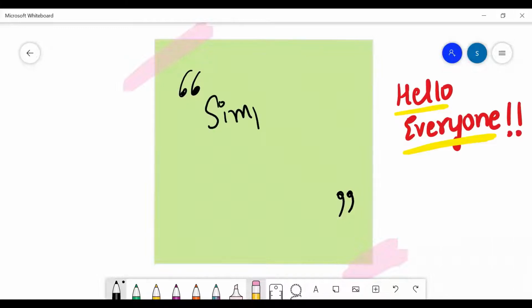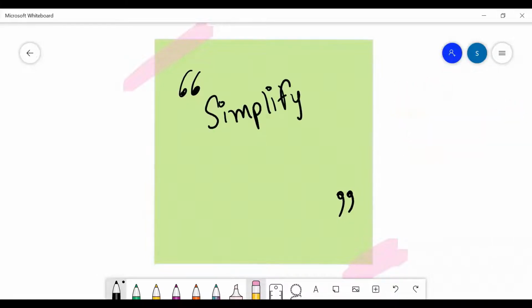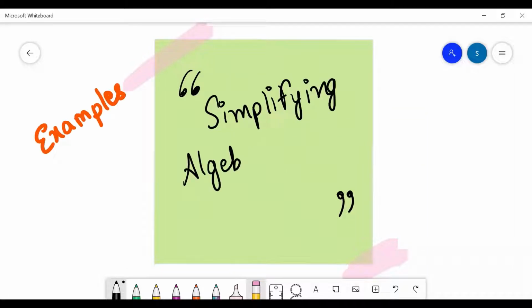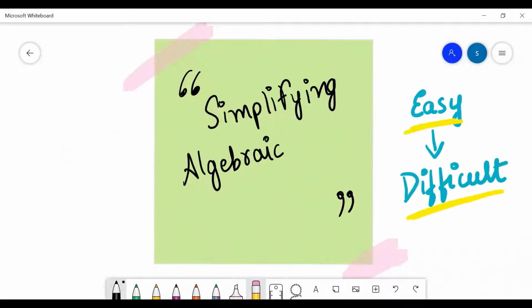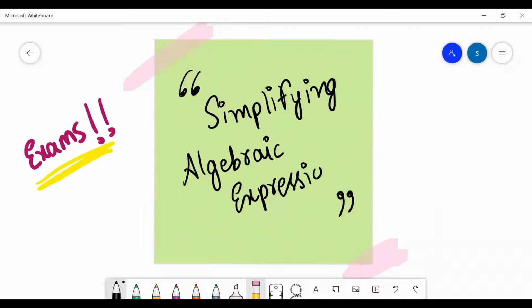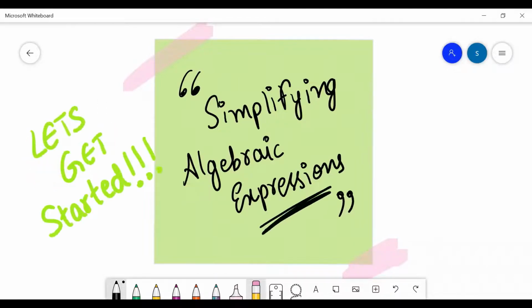Hello everyone. So in this video of algebra, we're going to be discussing simplifying algebraic expressions. We're going to go through a few examples ranging from easy ones to difficult ones, which you might actually encounter in your exams. So yeah, without further ado, let's get started.